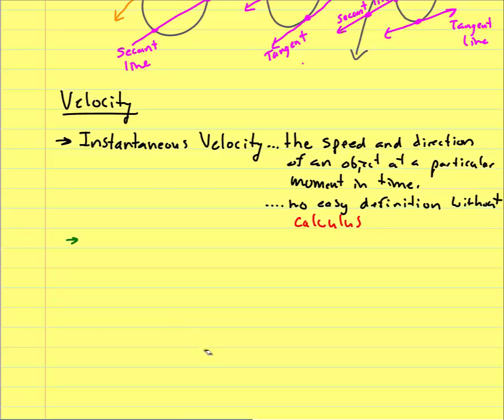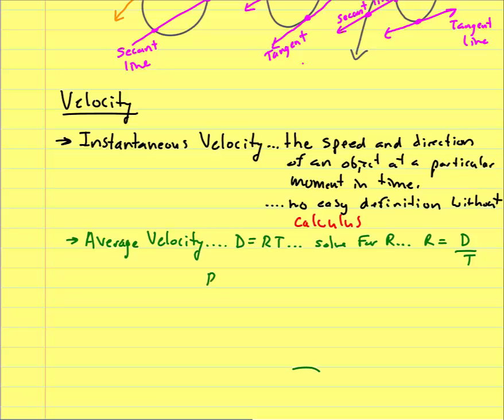Now the other type of velocity that I can talk about is average velocity. And we're going to build on this idea of average velocity to come up with instantaneous velocity. So for average velocity, I use the formula d equals rt, rate times time. Now if I solve for r, I divide both sides through by t and get r equals distance over time. Okay, that's interesting. So rate equals distance over time. So if I drove 400 miles in 2 hours, 400 divided by 2 would be 200 miles per hour would be my rate or my velocity.